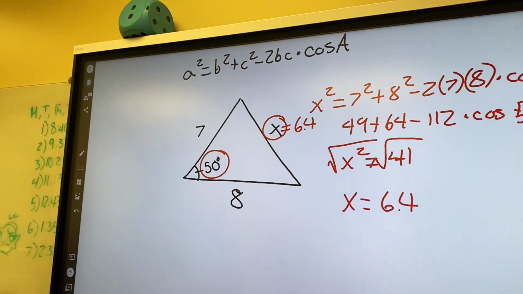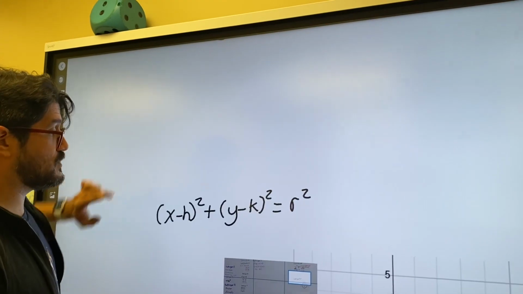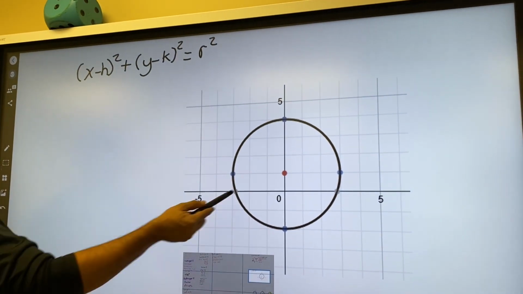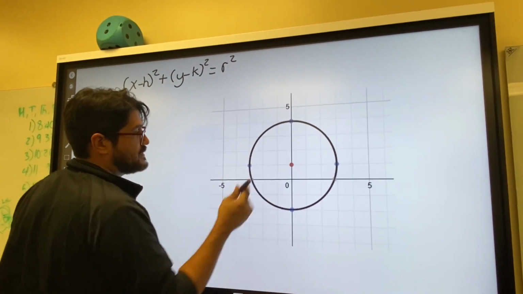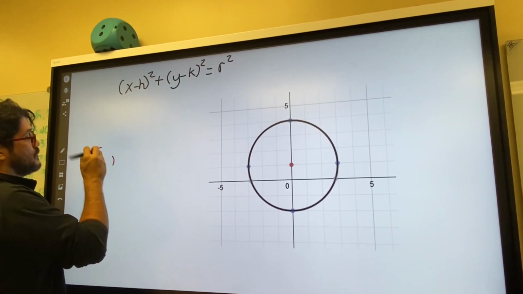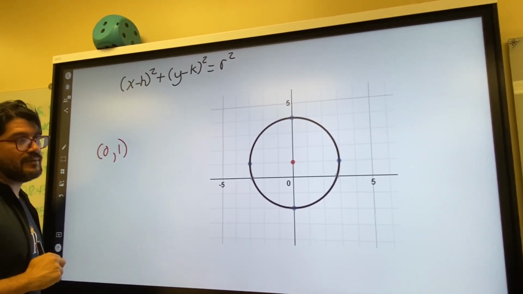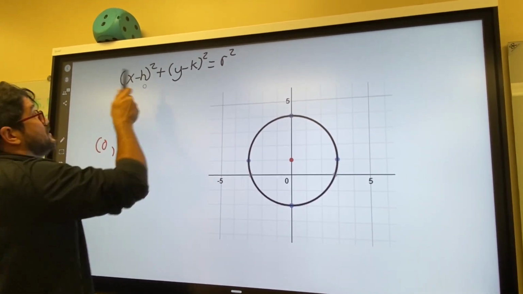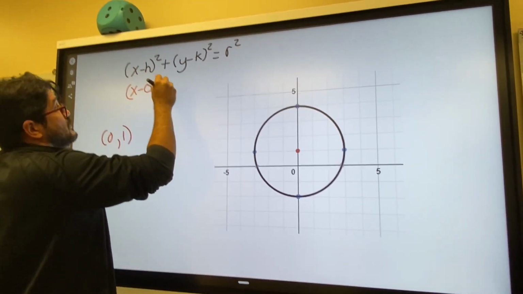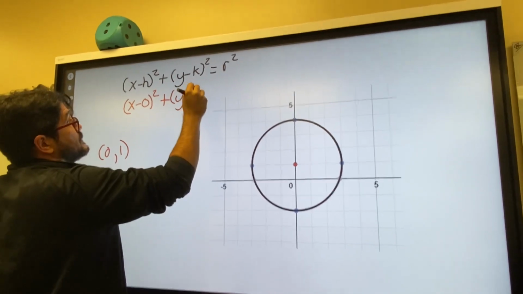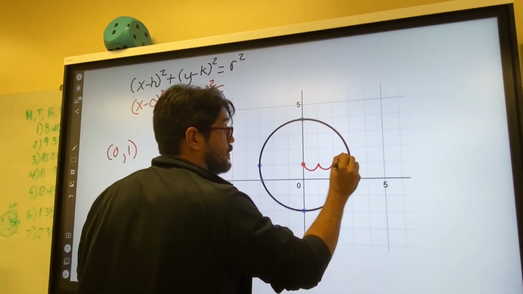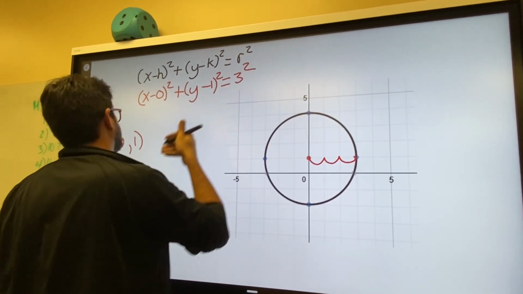All right. Now we're going to do the next thing, which is the circle formula. So for the circle formula, h and k are going to be the center of the circle. So this is going to be at 0, 1. So that's going to be the center. So h is going to be 0. So x minus 0 squared plus y minus 1 squared equals the radius, which is 3 squared.